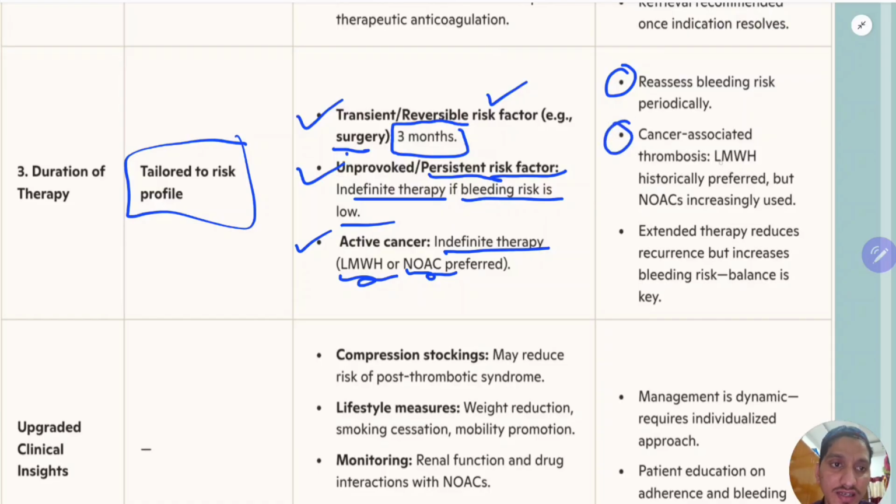Cancer associated thrombosis: low molecular weight heparin is historically preferred, but novel oral anticoagulants are increasingly used. Extended therapy reduces recurrence but increases the risk of bleeding. So, balance is the key.